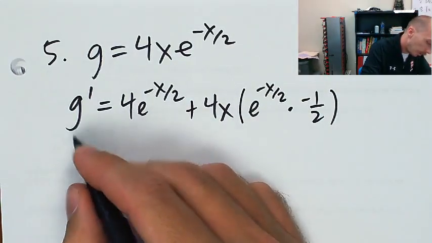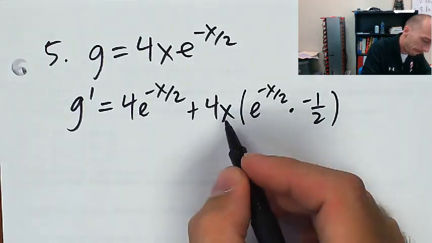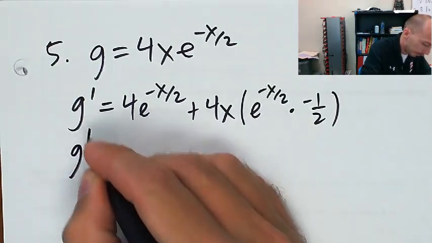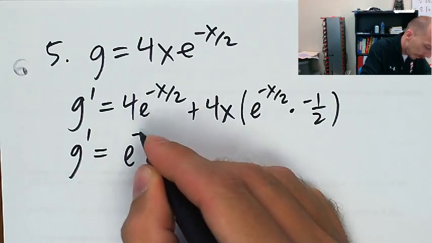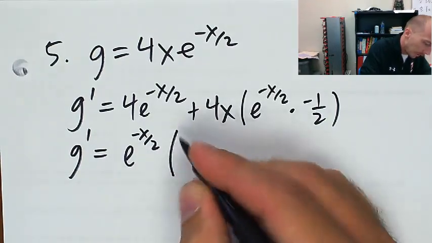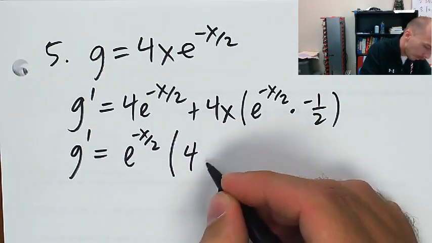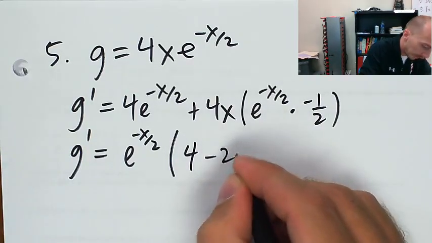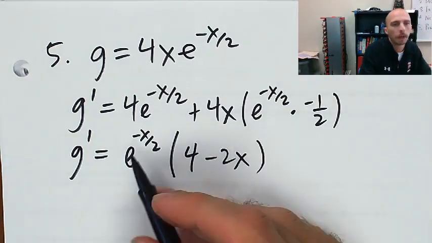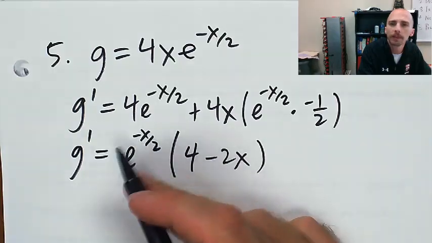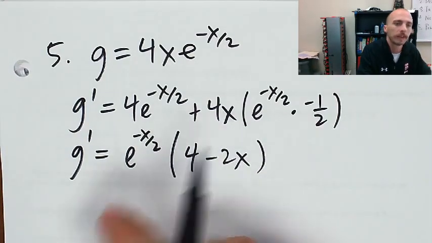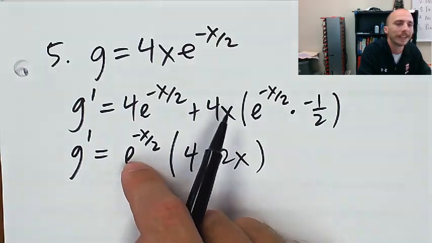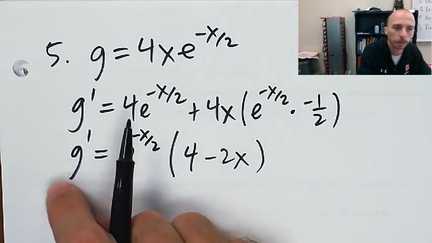And so I'm going to do some serious factoring here, right? Because I'm going to factor out the e to the negative x divided by 2, and I'll be left with a 4 minus 2x. Now, this is the type of thing, e to the negative x divided by 2, no matter what x is, this is always positive. So that's not going to give us any zeros of our derivative.